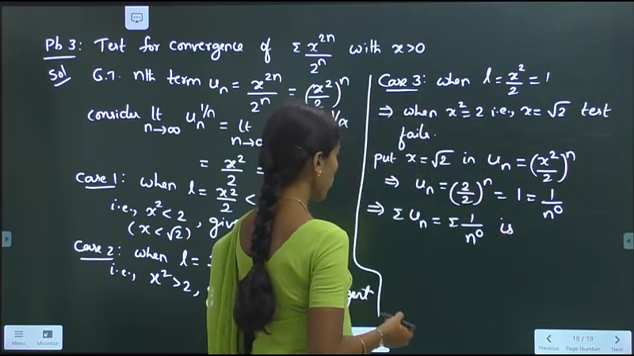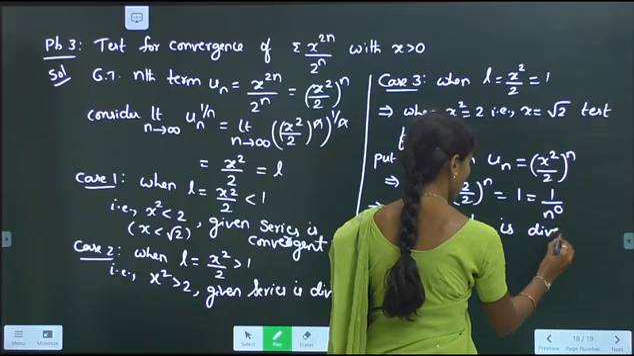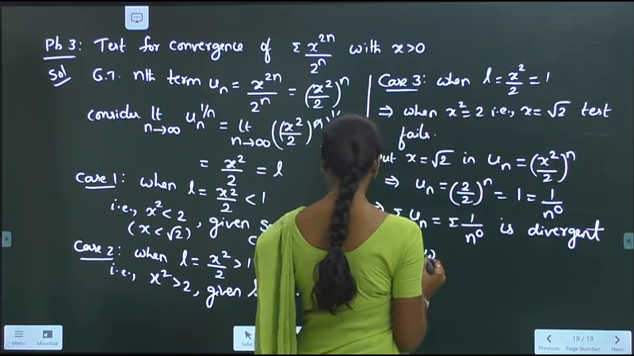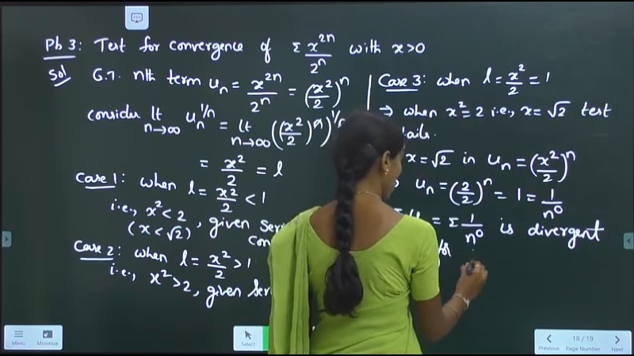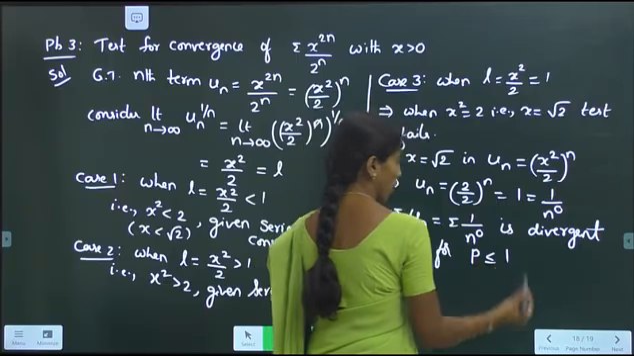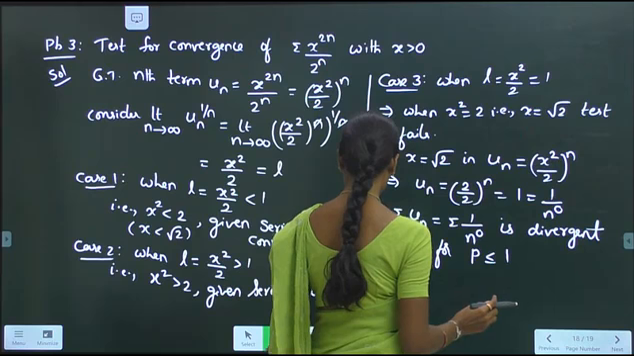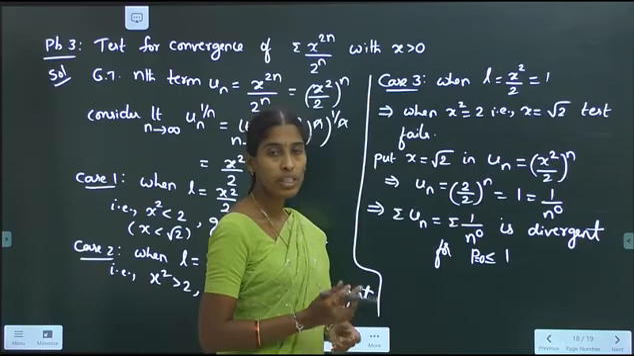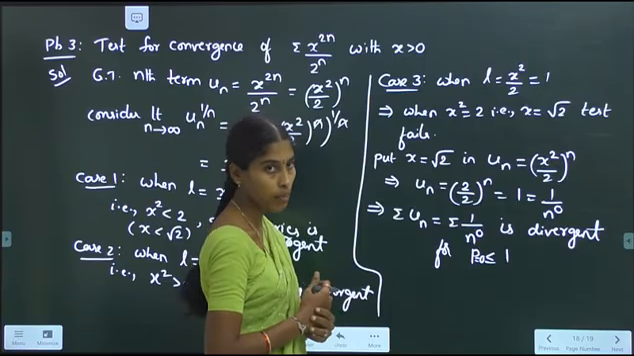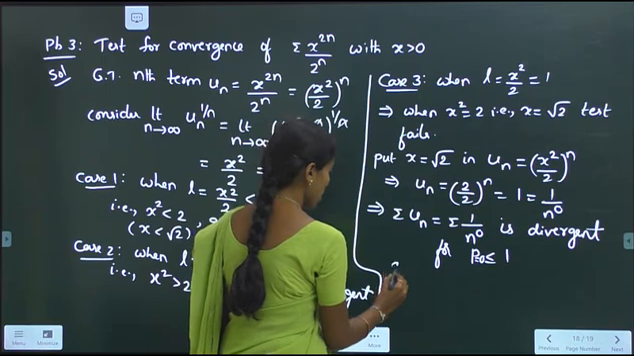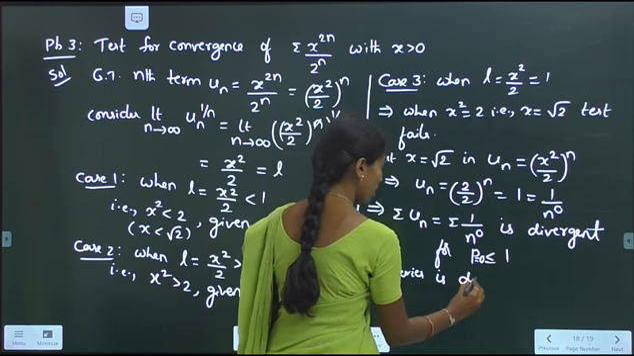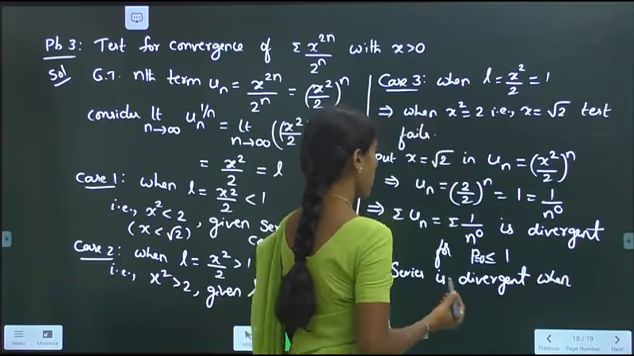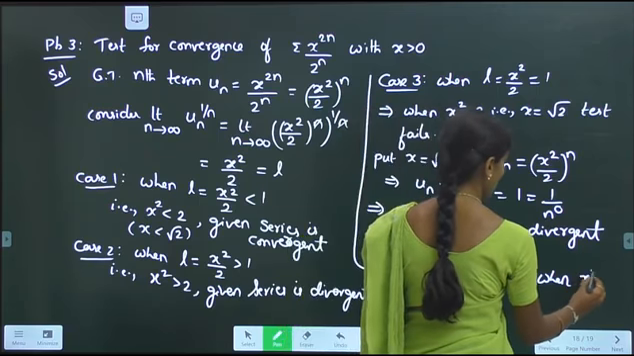The value is 1 by n power 0, which is equal to 1, is divergent for p value less than or equal to 1. What is p value here? P is equal to 0. So 1 by n power p, which is divergent when p value is less than or equal to 1, convergent when p greater than 1, implies the series is divergent when x square is equal to 2.